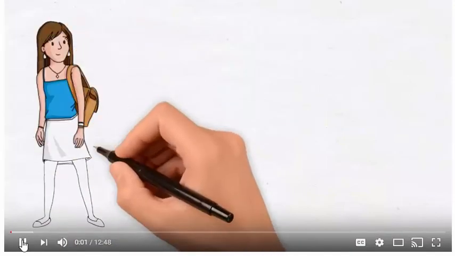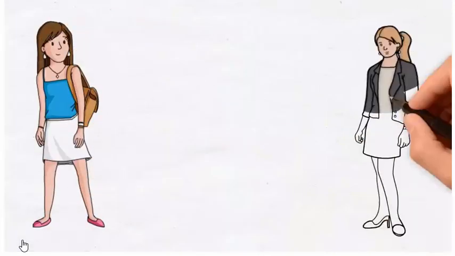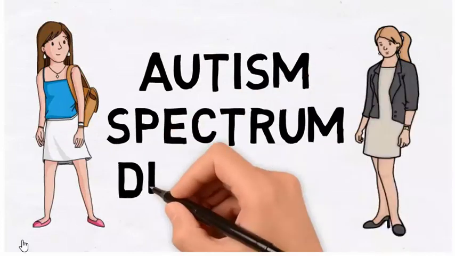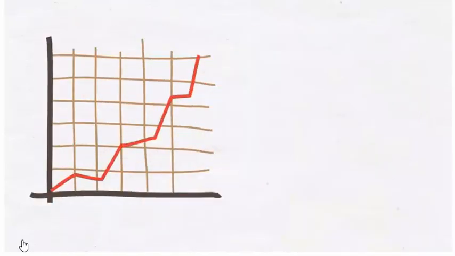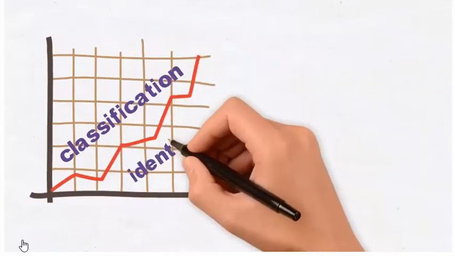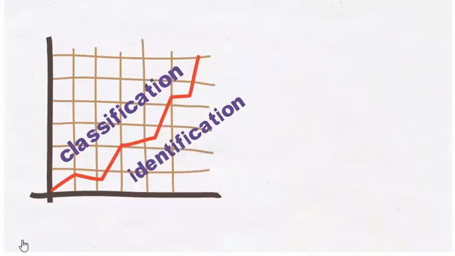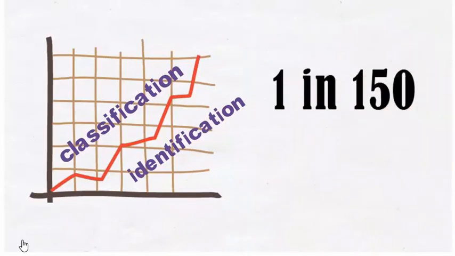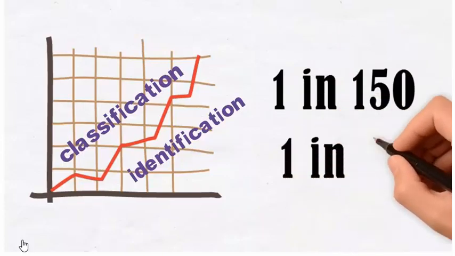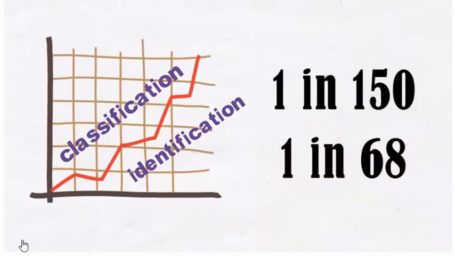Hi everyone, my name is Paulina, and I'm Tara, and we're here to set the record straight about autism spectrum disorder, or ASD, because it's recently been a hot topic due to increasing classifications and identifications. As of 2010, the Center for Disease Control and Prevention reports as many as 1 in 150 children have ASD in the US. However, today, in 2016, it's now 1 in 68 children.